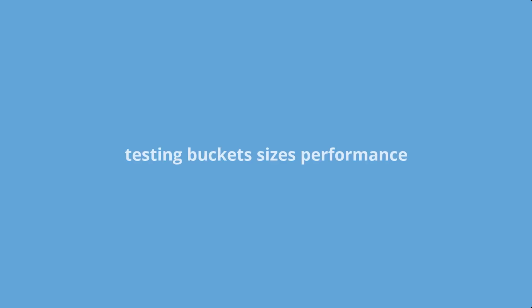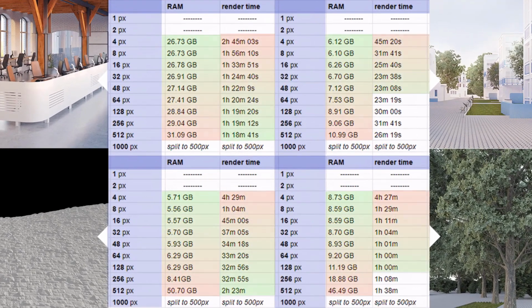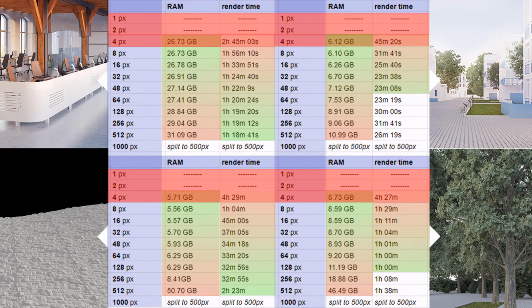Now I will test scenes set with various bucket sizes and check how these settings affect rendering time and RAM usage. Here are the results of my tests. As you can see, the general tendency is that as the buckets get smaller, the render time gets longer and the RAM usage declines. The 1 pixel and 2 pixel buckets proved to be useless. They generated huge render times, so I didn't even add them to the table. It also concerns 4 pixels bucket size. It gave very long render times for all the scenes.